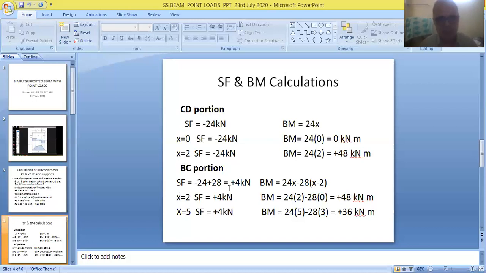So let us frame the SF and BM equations. Here, in the BC portion, you are considering a section at a distance of x meter from the right end of the beam. Therefore, two forces will come into the picture. One force is acting in the upward direction, and the other force is acting in the downward direction. So minus is given to 24 kilonewtons, and a plus symbol is given to 28 kilonewtons. So ultimately it is given as plus 4 kilonewtons.